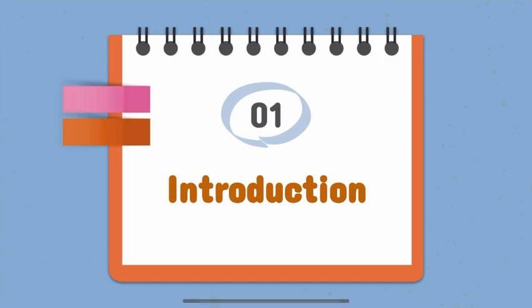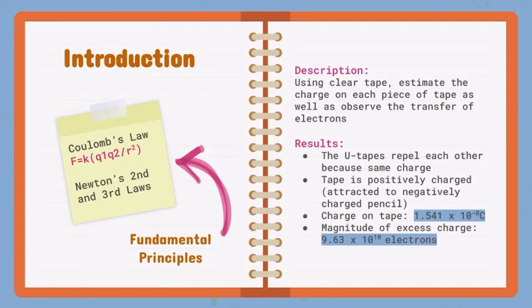Introduction. This lab allowed us to observe how electrons were transferred, as well as how to calculate the charge on a piece of clear tape. This calculation was simplified by treating the tape as a point charge. The fundamental principles of this lab were Coulomb's law and Newton's second and third laws.